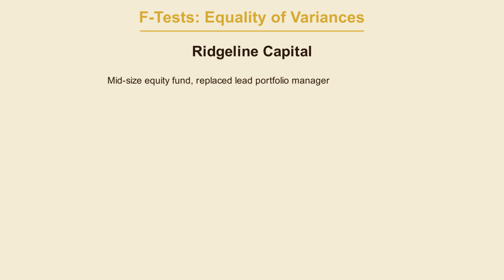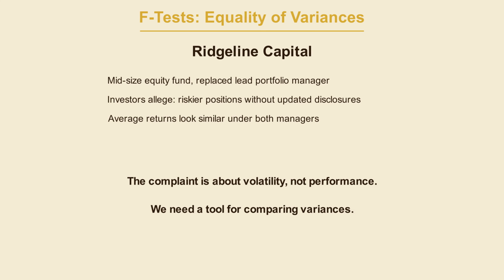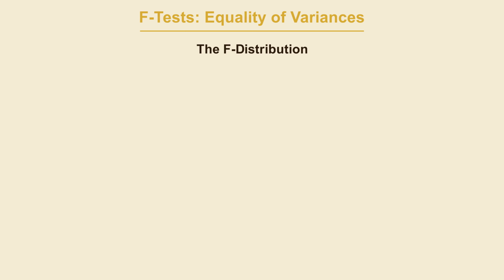Ridgeline is a mid-sized equity fund that replaced its lead portfolio manager about a year and a half ago. A group of investors filed a lawsuit alleging that the new manager shifted the fund towards riskier positions without updating the risk disclosures. The thing is, average returns under the two managers look pretty similar. A t-test on the means wouldn't flag anything unusual. But the investors aren't complaining about the performance, they're complaining about the volatility. They want to know whether the risk level changed, and that means we need a new tool for comparing variances. That tool is the F-test.